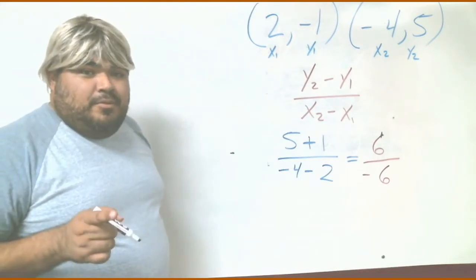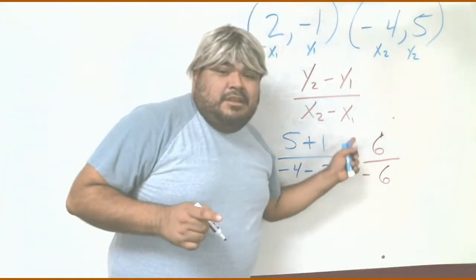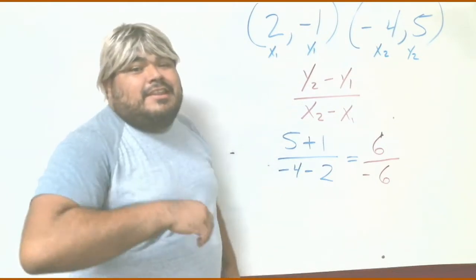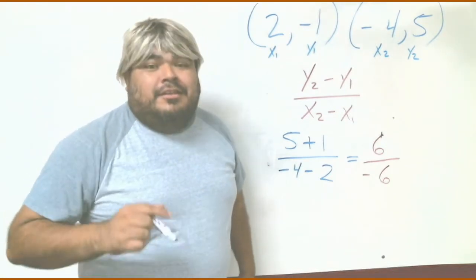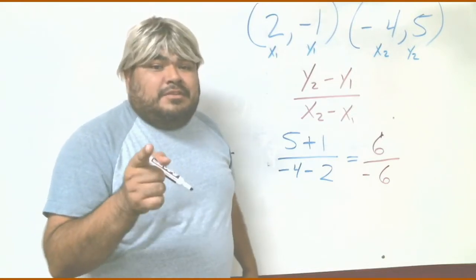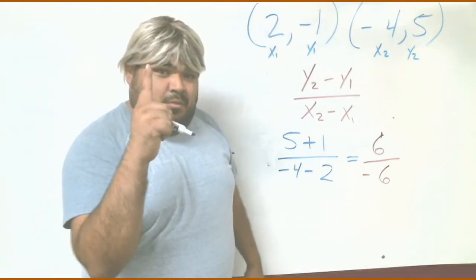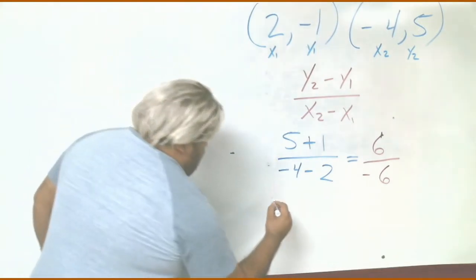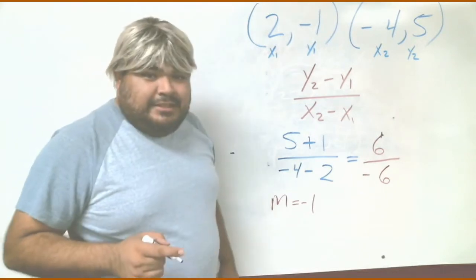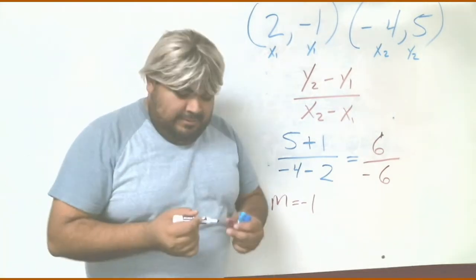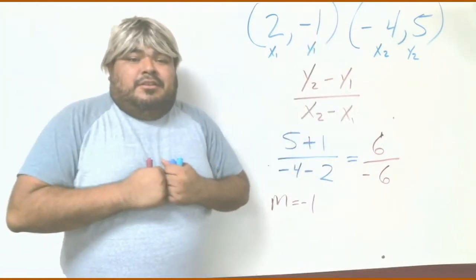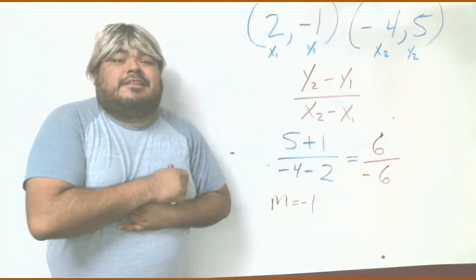Now, remember, we can divide 6 by 6, but one's negative, one's positive. The rule is, when dividing a negative and a positive number, the answer is always negative. So 6 divided by 6 is 1, right? So m equals -1. So our slope is -1. And that is how you do it. Simple, right? So if you have any questions, let me know.